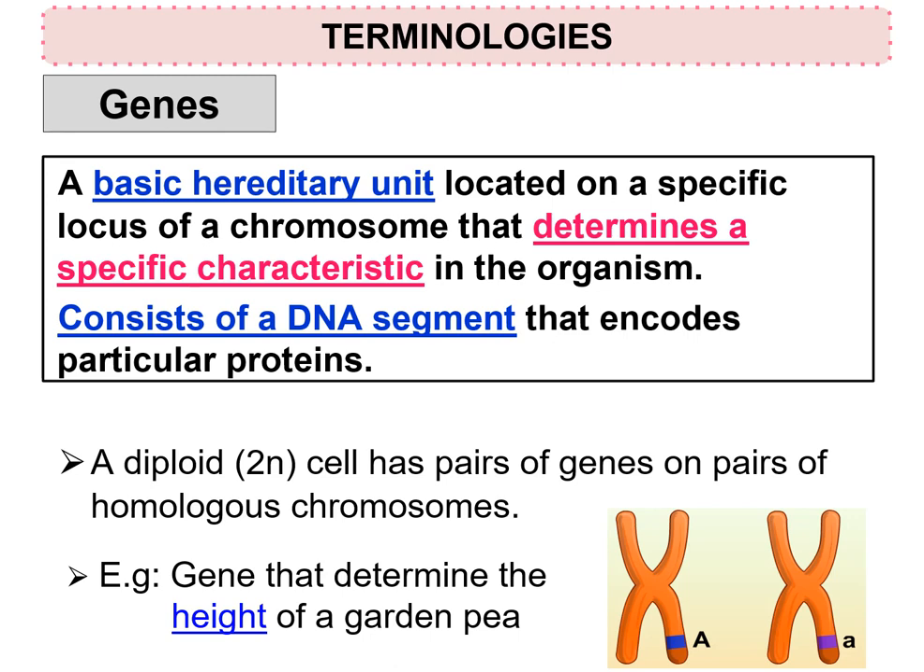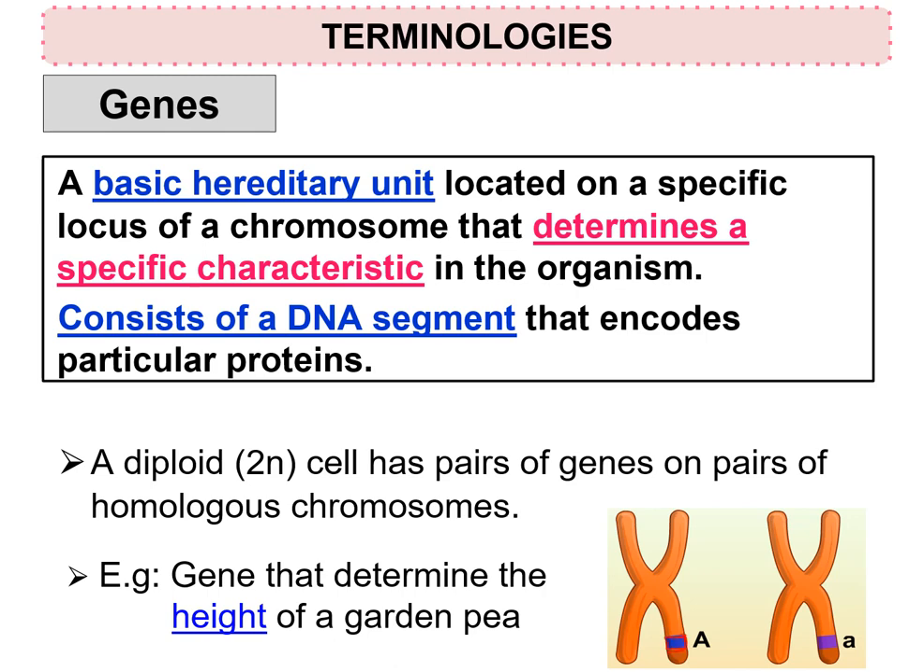Kalau kita tengok pada gambar rajah, okey, kromosom homologous kromosom, a pair. So for each gene, it will be located on a specific chromosome. And if for that particular pair of homologous chromosome, the gene will be located on the same locus.